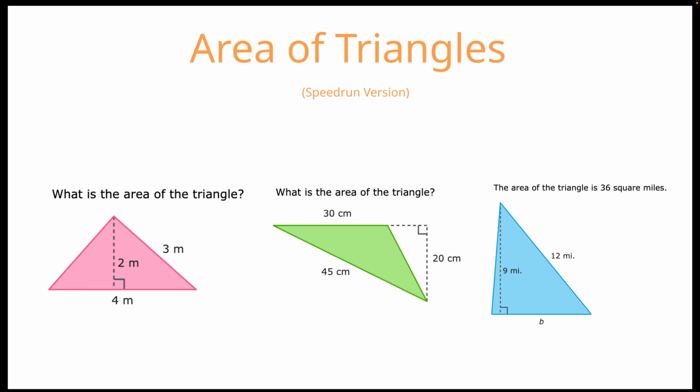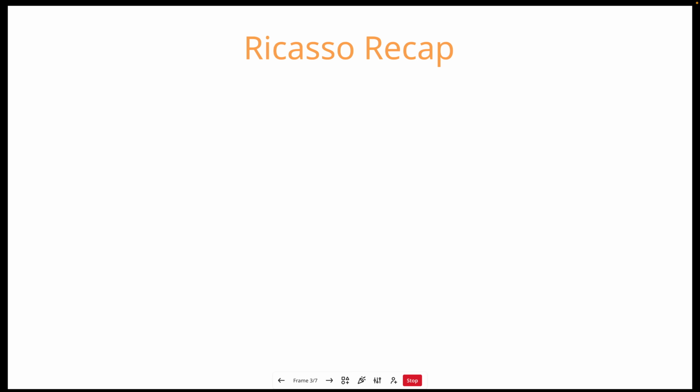Today we're going to be talking about how do you find the area of triangles, so similar to these problems that you see up on the screen. Just a reminder that this is the speedrun version where we go through it pretty quickly. If you'd like the normal version, I will link that in the description below. All right, your Ricasso recap starts now in 30 seconds or less.